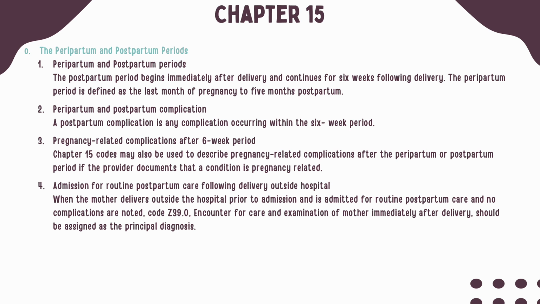The postpartum period begins immediately after birth and lasts for 6 weeks following birth. The term peripartum is defined as the last month of pregnancy to 5 months postpartum. When any complication occurs within the 6-week period after delivery, these are known as postpartum complications. It is appropriate to use Chapter 15 codes to describe pregnancy-related complications after the peripartum or postpartum period if the provider documents that the condition is pregnancy-related.